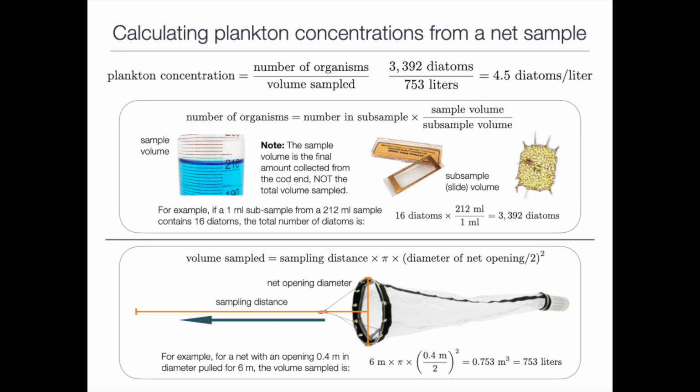Finally, we can take those two numbers, the 3,392 diatoms divided by 753 liters, and that gives us a concentration of 4.5 diatoms per liter. So that's the number of diatoms per liter of seawater in our sample.